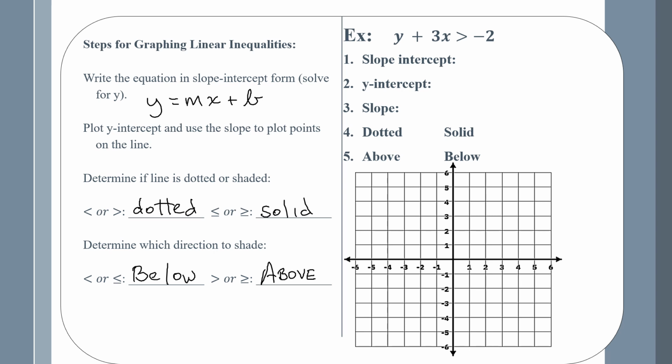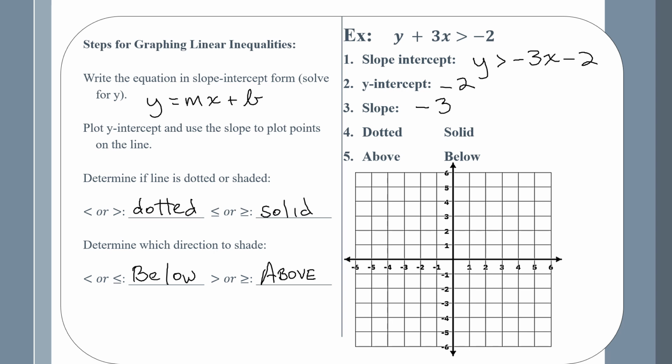Okay, so we're given this inequality. I keep using the word equation, but I mean inequality. So y plus 3x is greater than -2. To get this in slope-intercept form, I need to get y by itself. So this would just be y is greater than -3x minus 2. So my y-intercept is -2. My slope is -3.